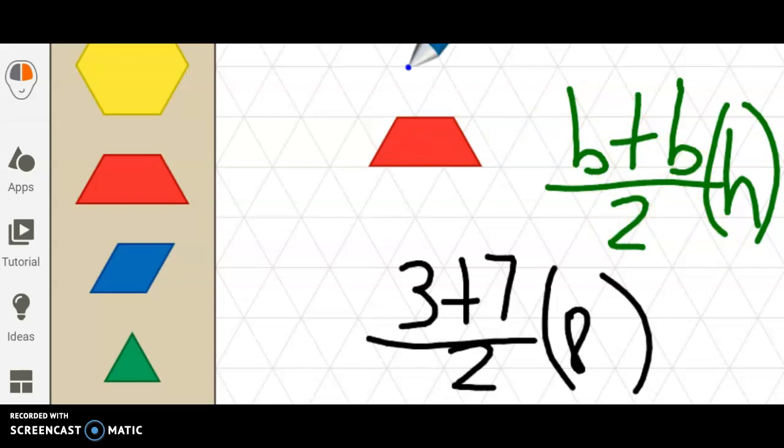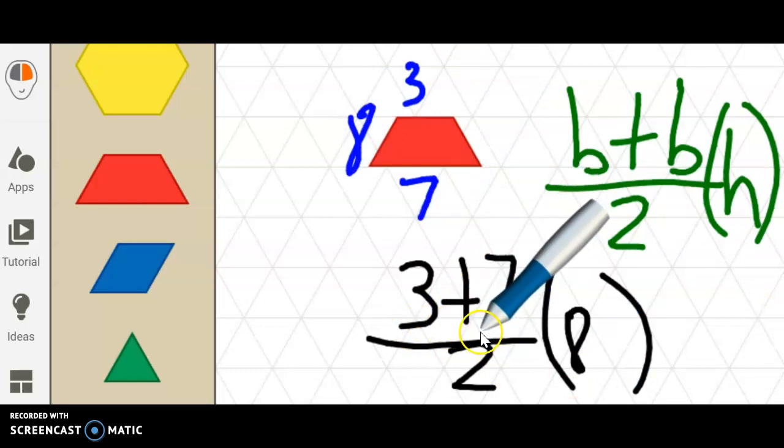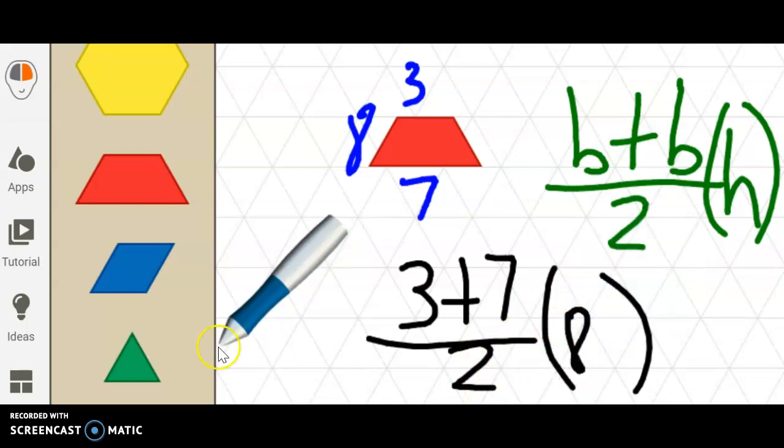Now our base here is 3, our base here is 7, and our height total is 8. So we take our 3 plus 7, which is going to give us 10. We divide that by 2, which will give us 5. And we take our 5 and we multiply by our 8, and there's our answer.